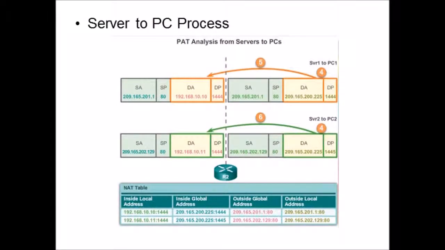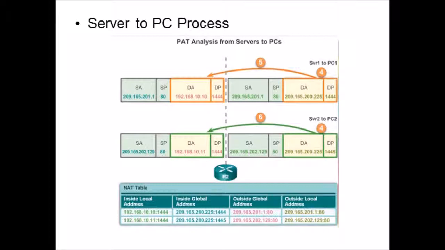Now server to PC process. As shown in the image, in a typical client-server exchange, server 1 and server 2 respond to the request received from PC1 and PC2. The servers use the source port from the received packet as a destination port and the source address as a destination address for the return traffic.